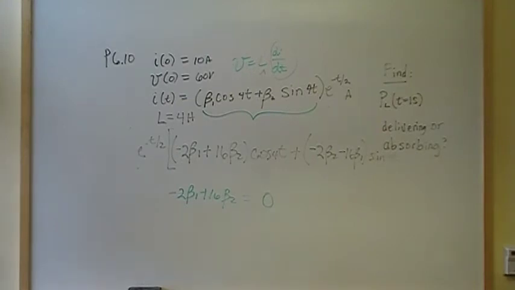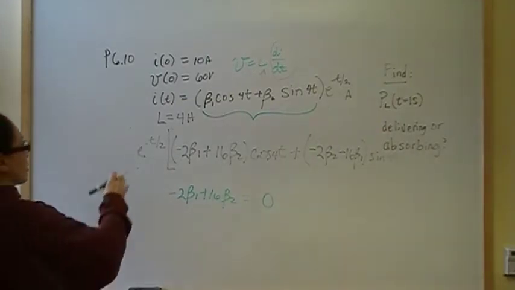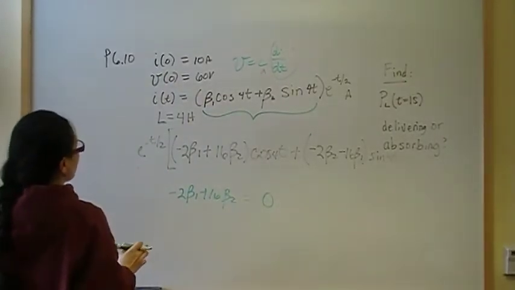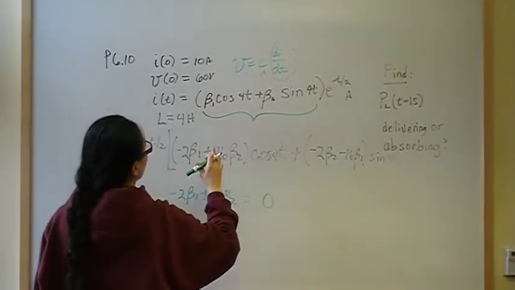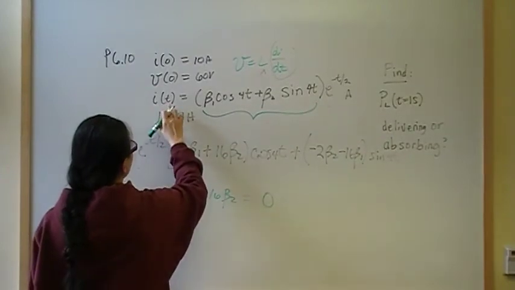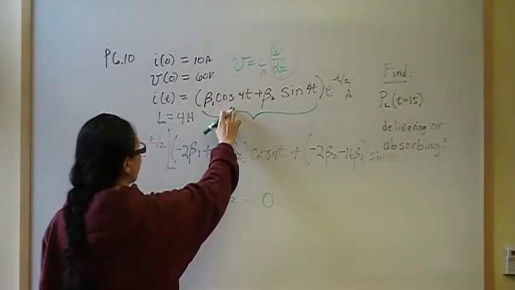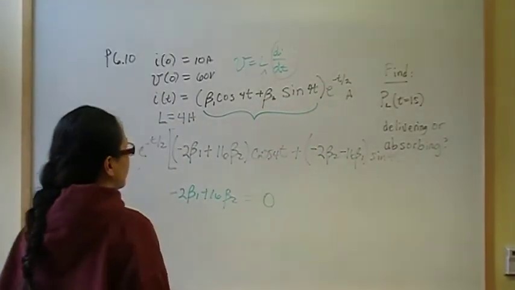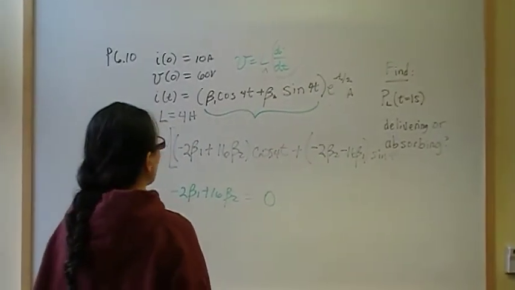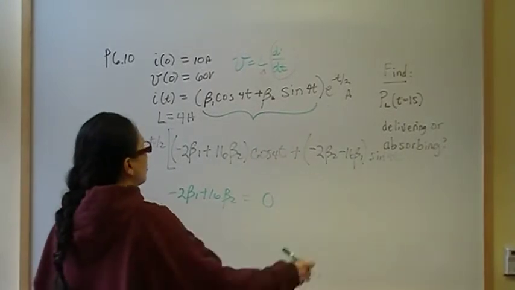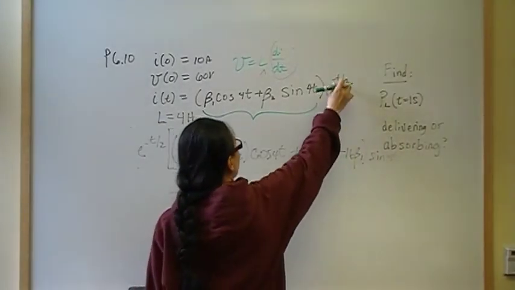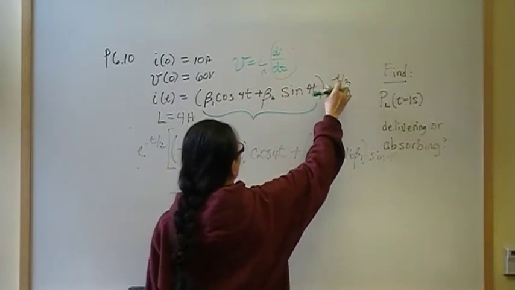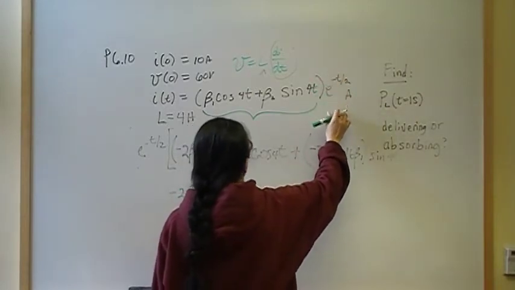So we need to somehow find a second equation, and we're going to get that from the I term, because we know the I of 0 is 10. So we're going to substitute 0 in here. So we have I of t is equal to beta 1 cosine 4t plus beta 2 sine 4t times e to the negative t over 2. So let's start putting in zeros. When you put in e to the negative 0 over 2, that's just e to the 0, and that's just 1.